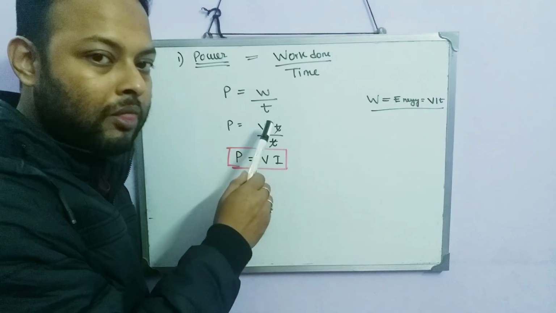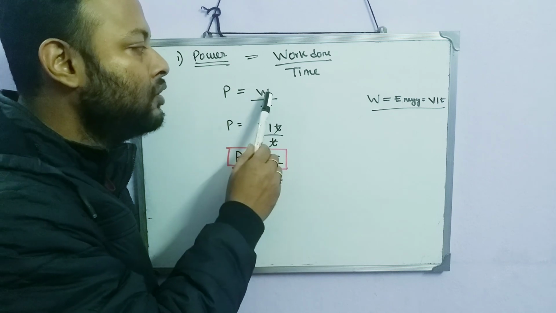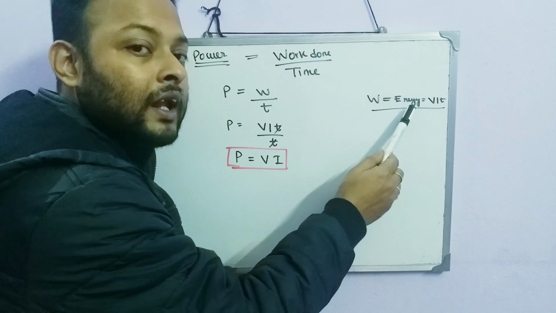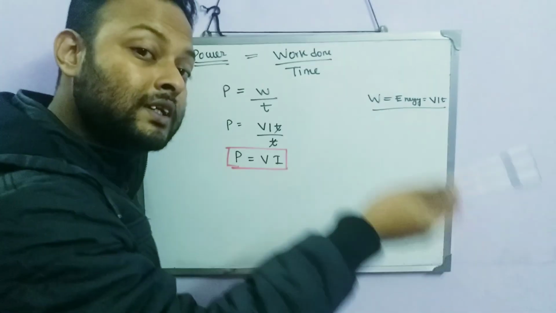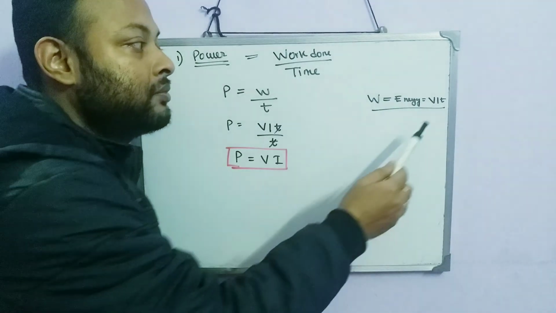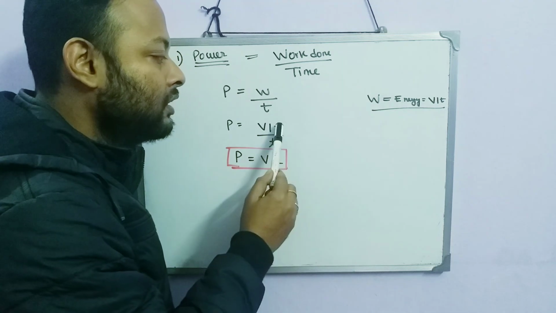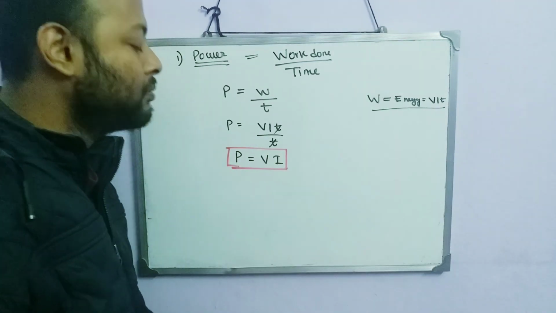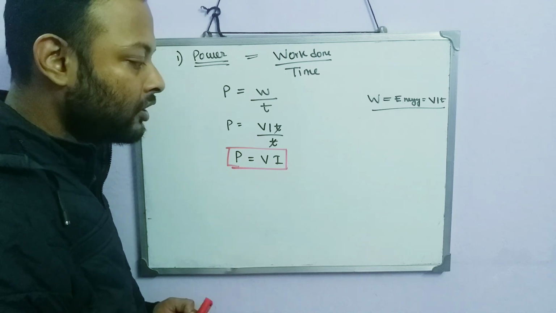How does this formula come? Power is equal to work done by time, work done is equal to energy, and energy is equal to VIT, which I discussed in the previous lecture. So I substituted the value VIT over here. VIT by time, time and time cancel. So power is equal to V into I.